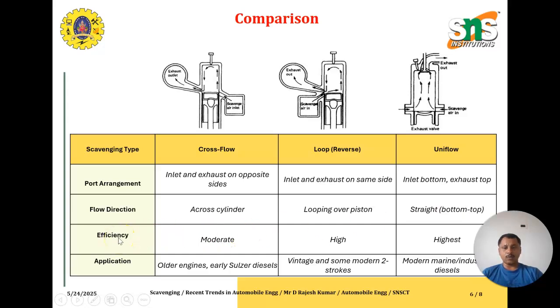As for efficiency, out of the three types of scavenging process, uniflow has the highest efficiency. Coming to the application, cross flow scavenging is used in older engines. Loop flow scavenging is used in vintage and some selective modern two-stroke engines. And uniflow scavenging is mostly used in marine applications.